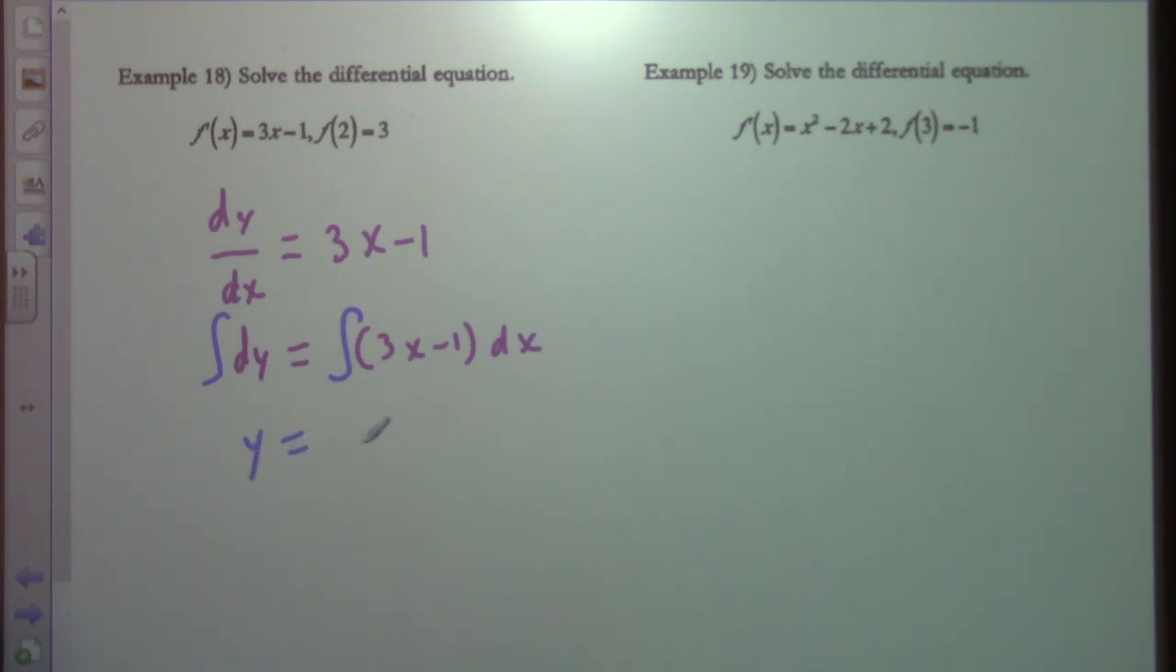Okay, so what do we have here, Emma? It's going to be 3x squared over 2 minus 1x plus c. What kind of solution do we call this? General solution. So I'm going to abbreviate that, call it a GS. And what do we need to do next?